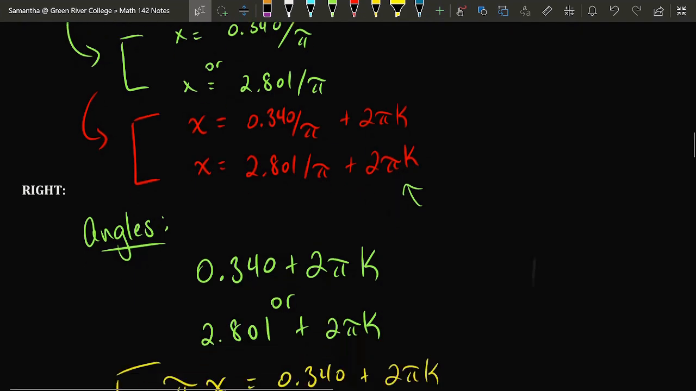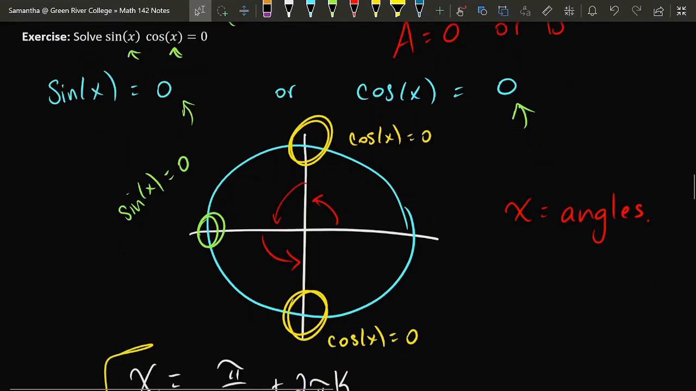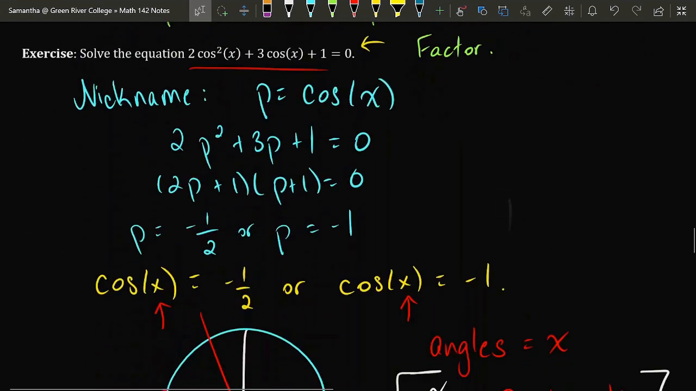The second complication that we studied: your trig equation has more than one trig function in it. In that case, the usual technique is to use the zero product property. In some cases, you may be lucky and your equation may already be factored. In some other cases, you may need to factor yourself.